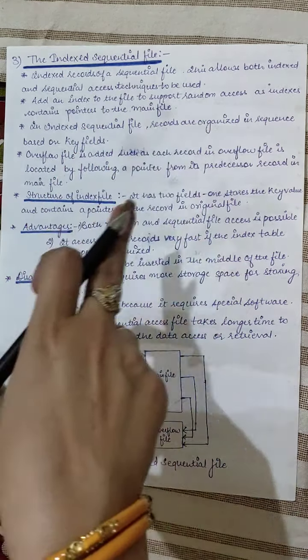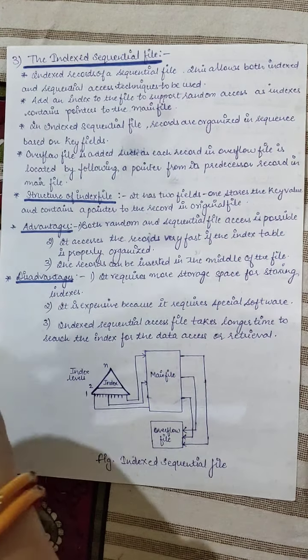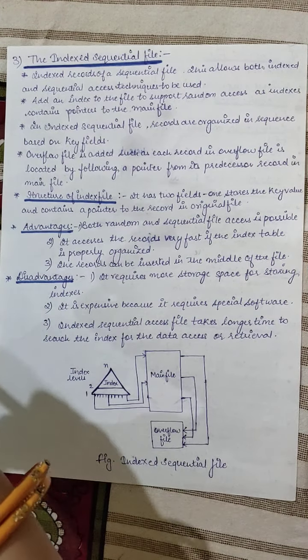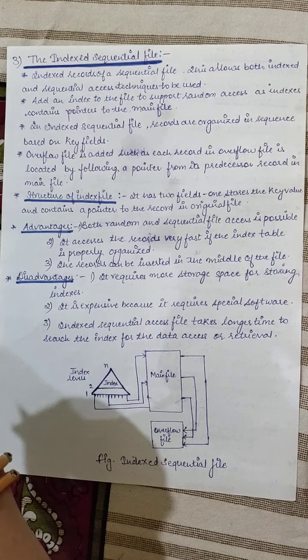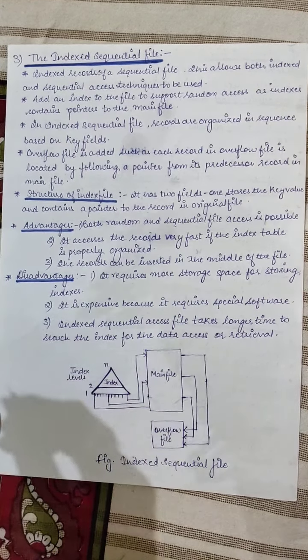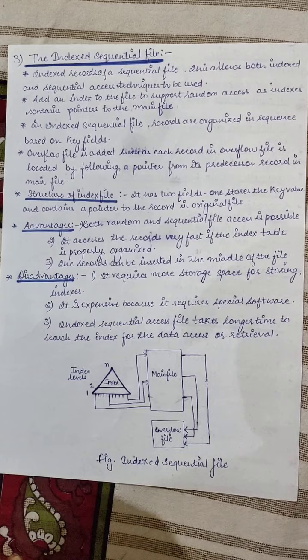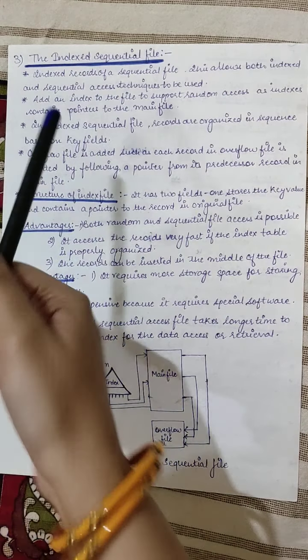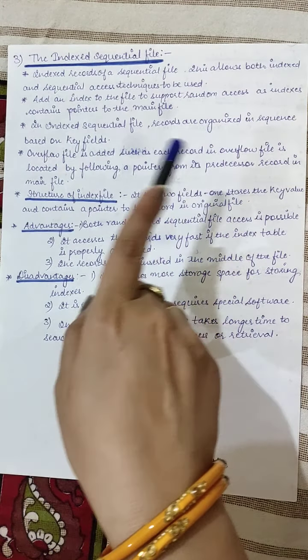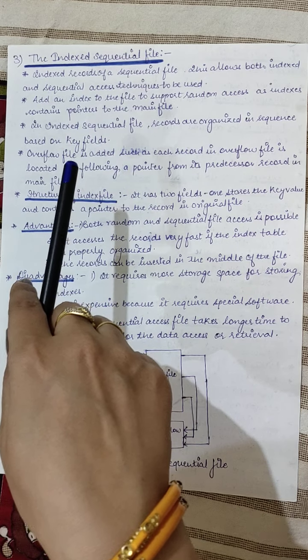So it adds an index to the file to support random access, as indexes contain pointers to the main file. So there is one main file जिसमें कि सारा data store हो रहा है, and there is another file which is the index file जो कि index के through point कर रहा है main file में उस particular record की location को. In index sequential file, records are organized in sequence based on key fields, right.